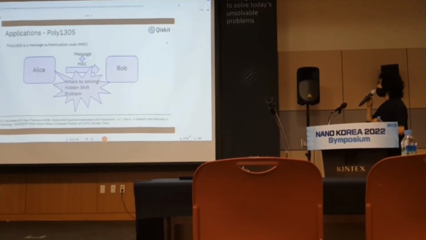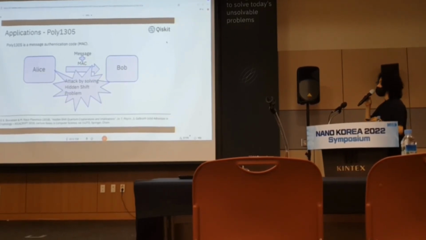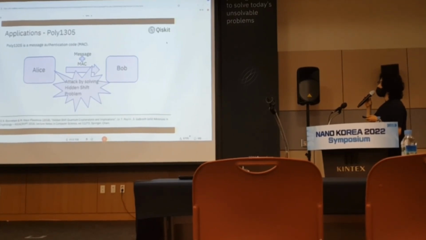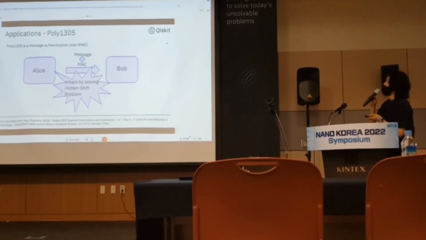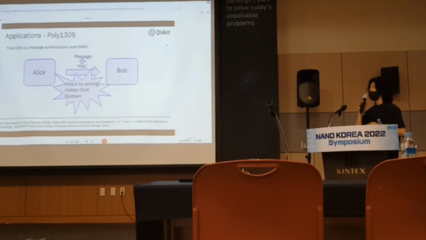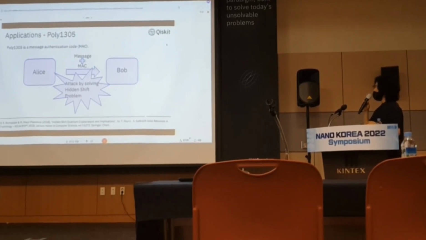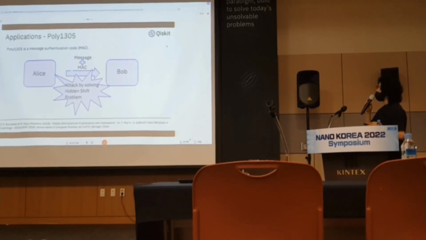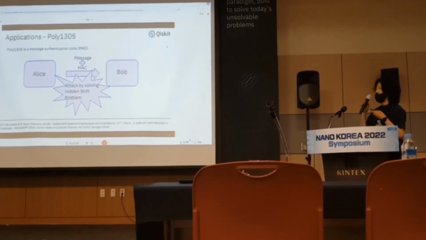One of the applications of the hidden shift problem is related to Poly1305. Poly1305 is a message authentication code. It is widely used when sending messages. In the Bonnetain and Naya-Plasencia paper, they built a quantum attack on Poly1305 based on the hidden shift problem.